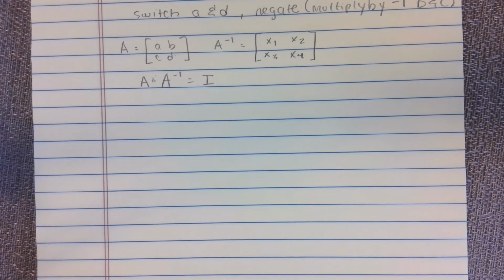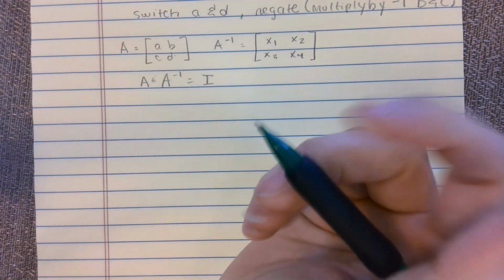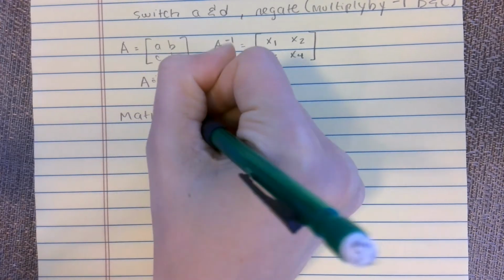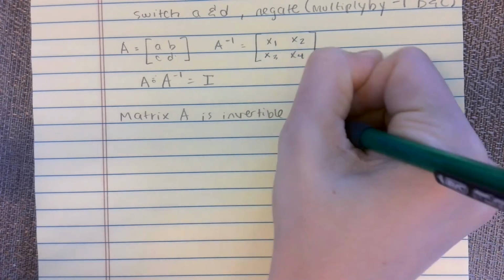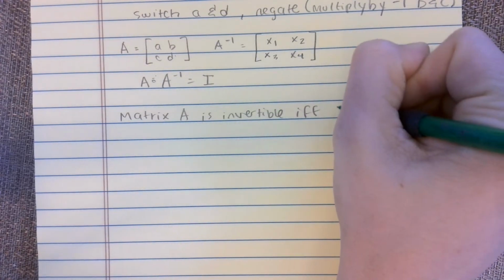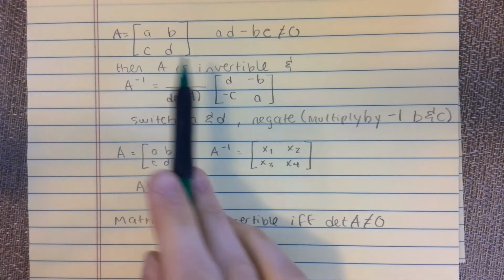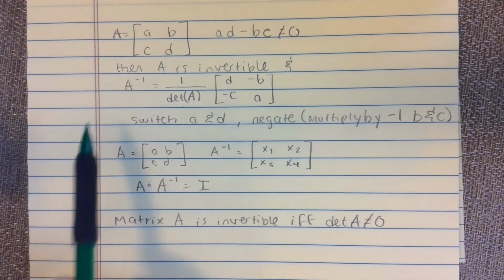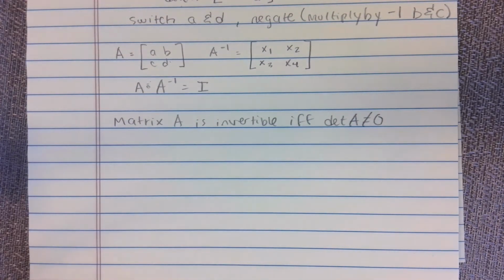One key thing though, an if and only if kind of thing. The matrix A is invertible if and only if the determinant of A does not equal 0. If you think about that, if we were finding the inverse of this matrix A, we couldn't divide by 0. So this inverse would not exist if the determinant of A was equal to 0. So let's do one example of this.